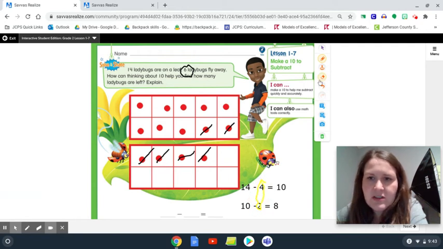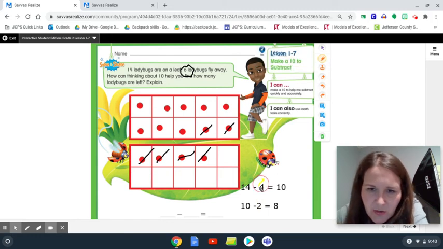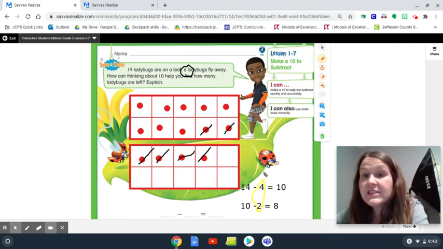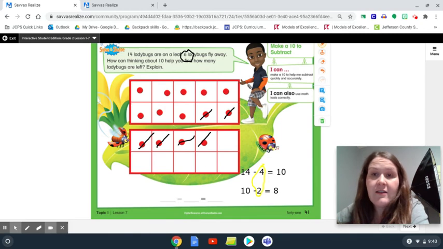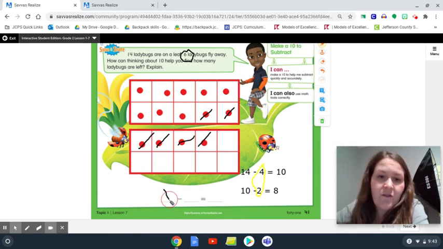That was not very good. Let's undo that. First, I took away 4. Then I took away 2 more. And 4 plus 2 equals 6. So that's the same thing as saying 14 minus 6 equals 8.